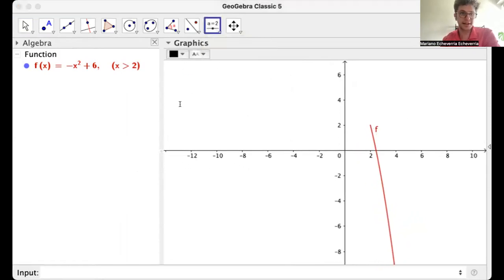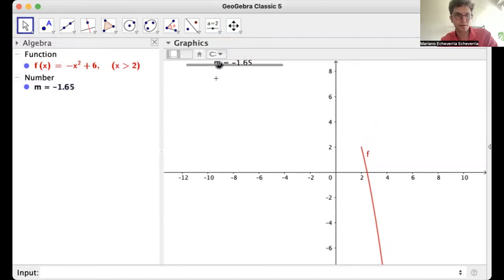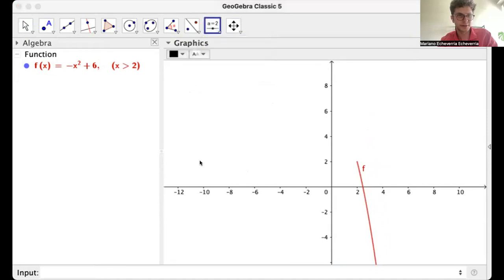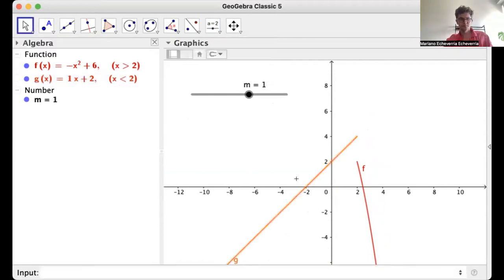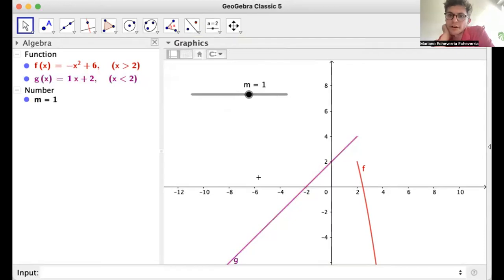And then what I'm going to do is define a slider on GeoGebra. I defined one called m. I don't like where it was placed, so I'll put it here. Now it looks better. And I'm going to make another definition, which is: if x is less than 2, I'm going to use a line with m. So I'm defining a function which is given by these two different formulas, if that makes sense.